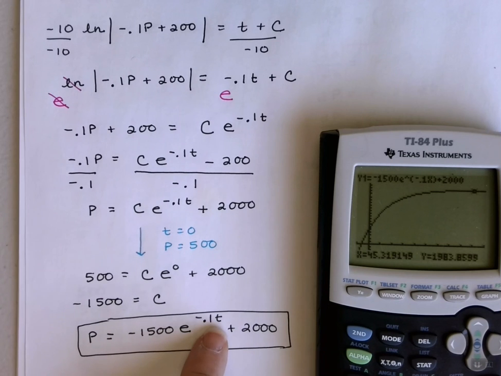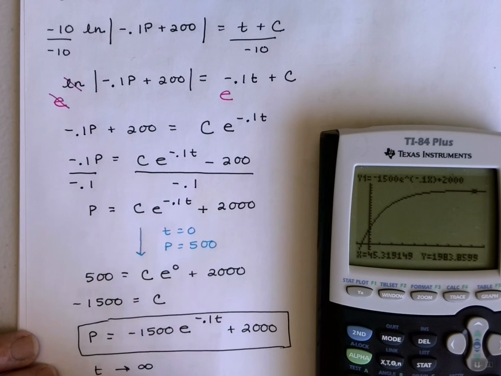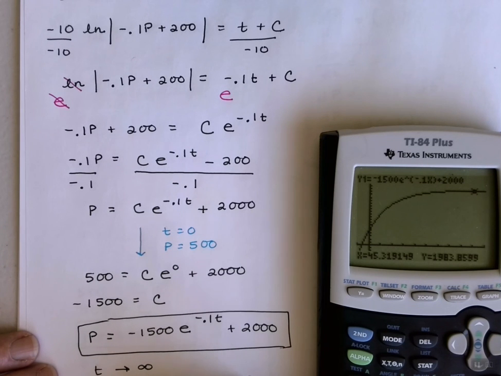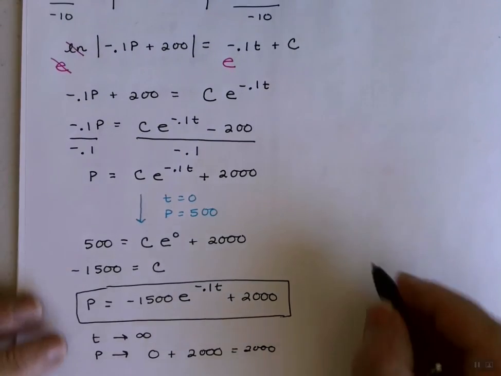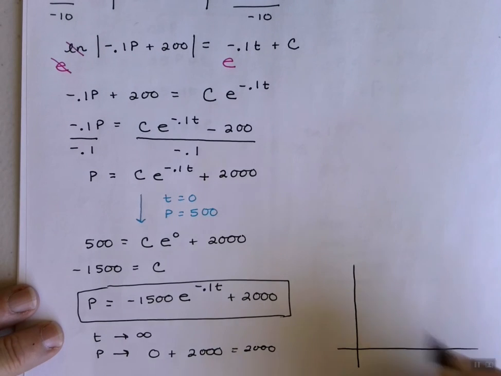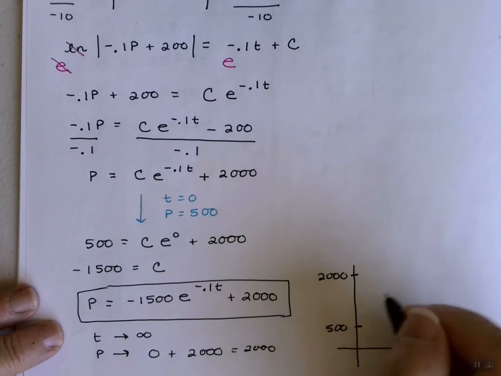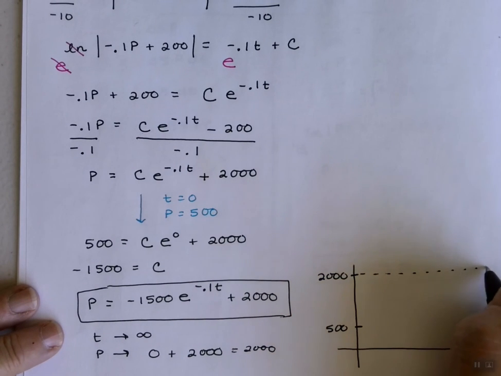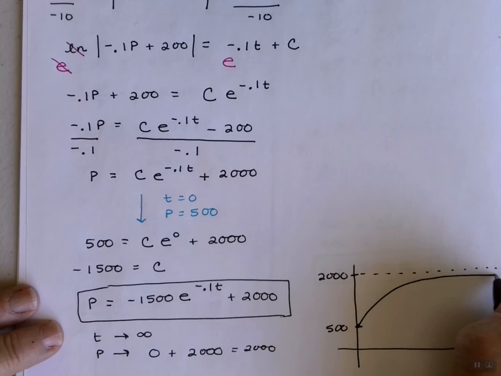If you think about it, as t goes to infinity, e to the minus infinity would be 0 for that term. So our long-term or end behavior would be 2000 as t goes to infinity. So I'm just going to sketch that. We know we do start at 500. We'll level off at 2000. And the graph goes up more quickly at first and then begins to level off, like so.